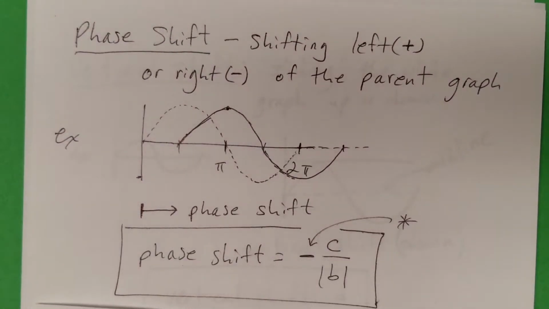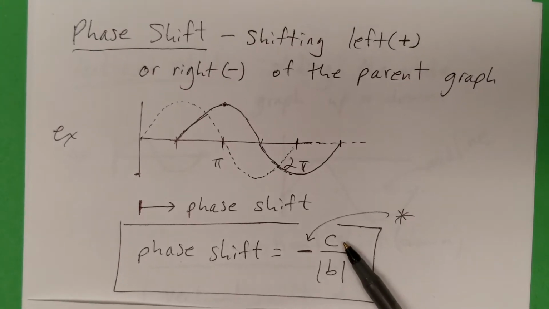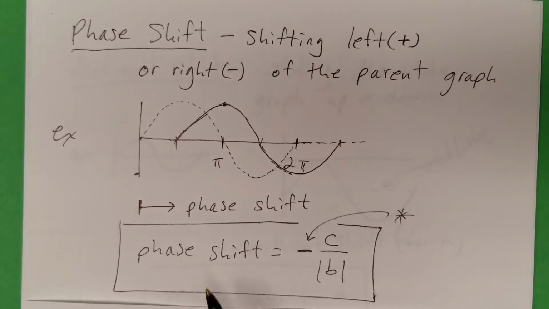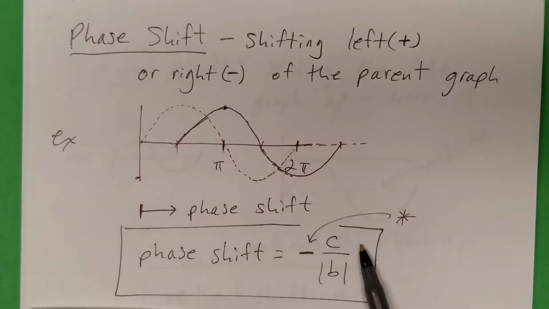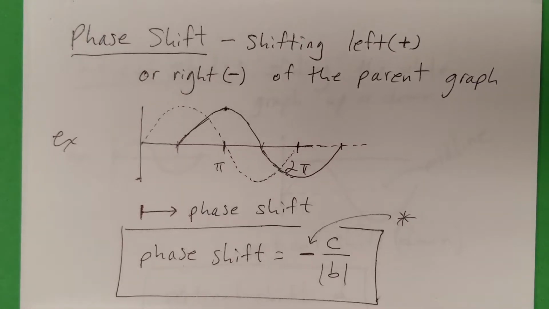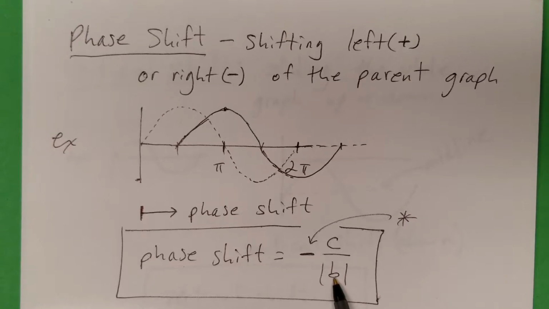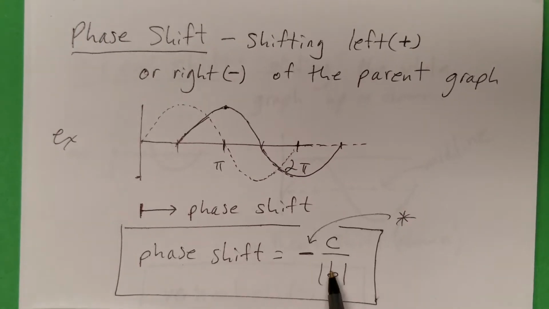So how do you find the phase shift? That's where you use the C number. Right? So if you want the phase shift, it's negative the C number divided by the B number. By the way, you notice those bars there, that means the B is always positive. Okay? You always put the positive B there.